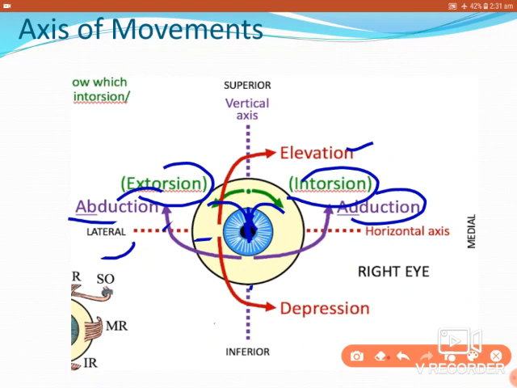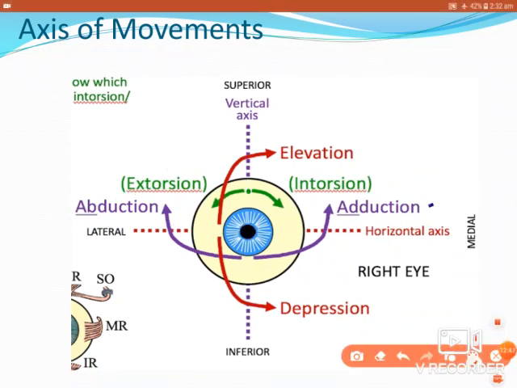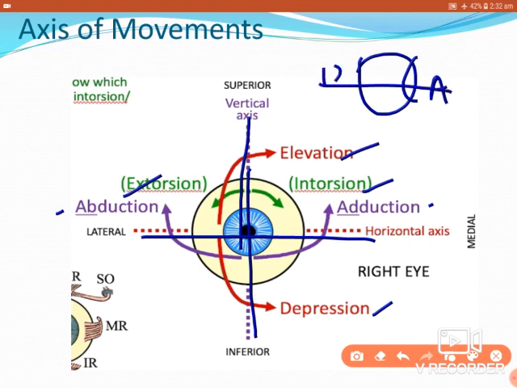So, adduction and abduction occur in a vertical axis. Then depression and elevation occur in a horizontal axis. Then intorsion and extorsion take place in an anteroposterior axis.